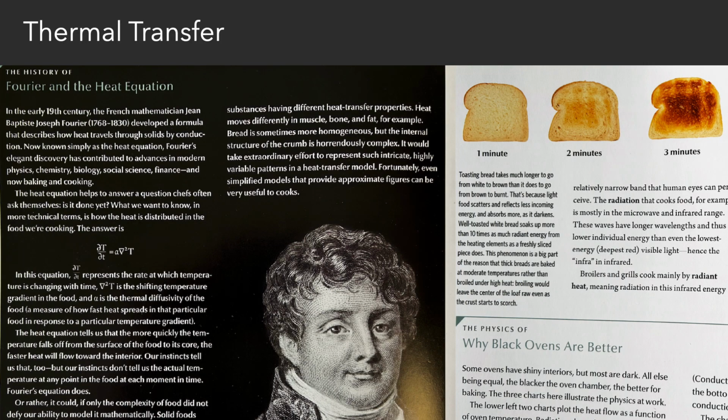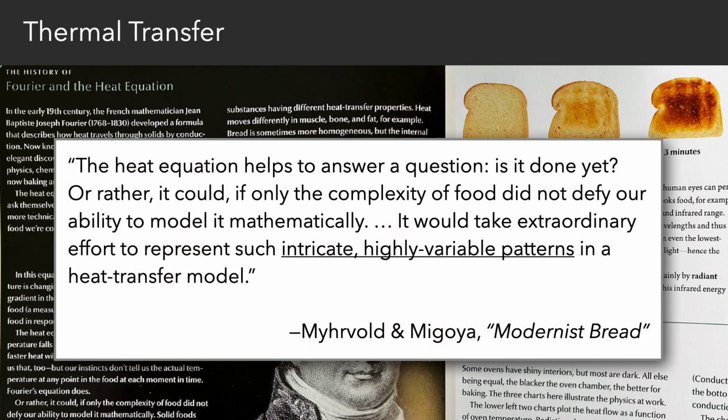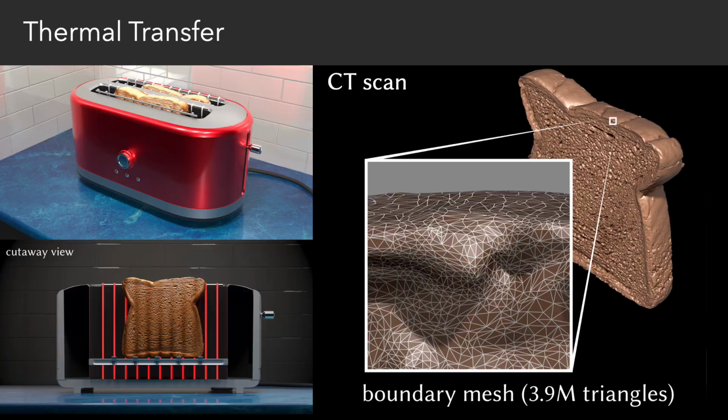Here's another example, not from a math or engineering book, but from a book on baking bread, where they say it would take extraordinary effort to represent such intricate, highly variable patterns in a heat transfer model. So we took this on as a challenge and used walk-on stars to simulate a piece of toast using a CT scan with about 4 million triangles. The simulation domain here is the narrow gap between the toast and the heating elements, including the little holes in the bread.